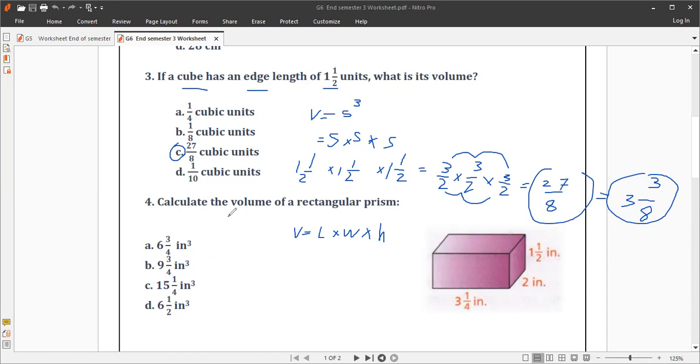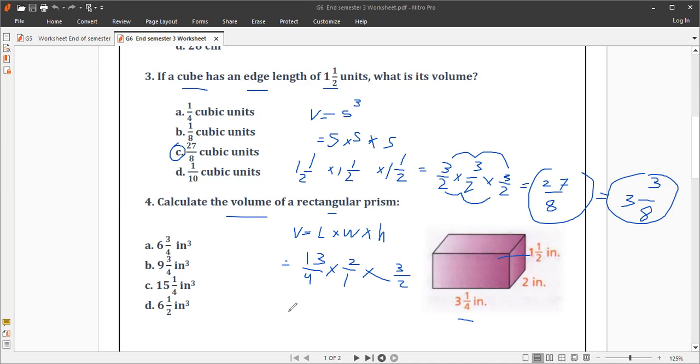Now, the second number 4, find the volume of the rectangular prism. Here are the length, the width and the height. We just multiply them. Before we multiply them, we change them to improper fractions. The first one, 3 times 4, 12, plus 1 is 13, and we keep the denominator. Multiply 2, we write as the fraction 2 over 1 to make it easier for us. Now, 1 and a half, this one, 1 times 2, 2, plus 1, 3, and we keep the denominator as 2.